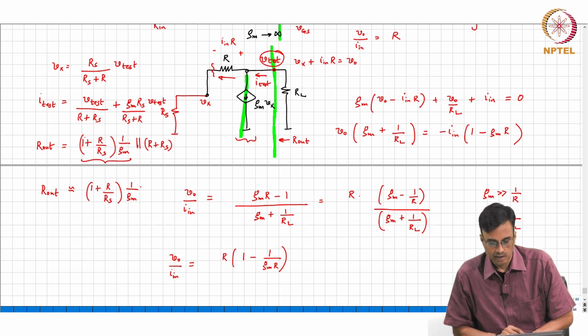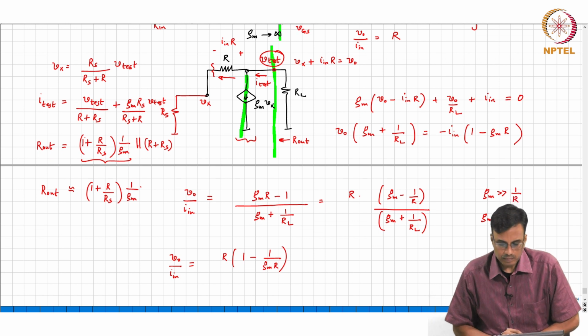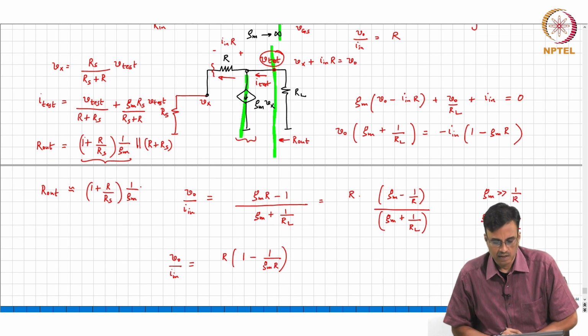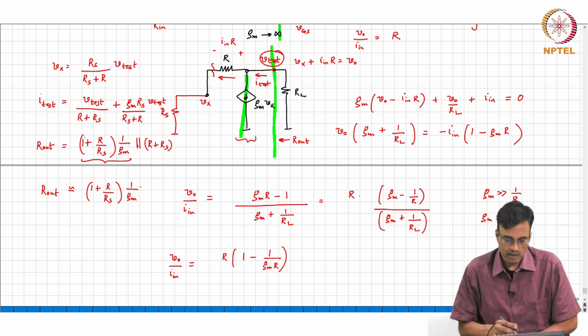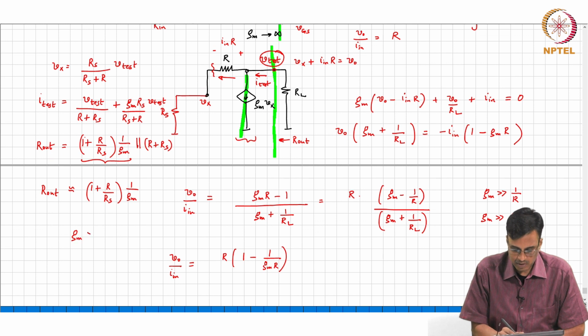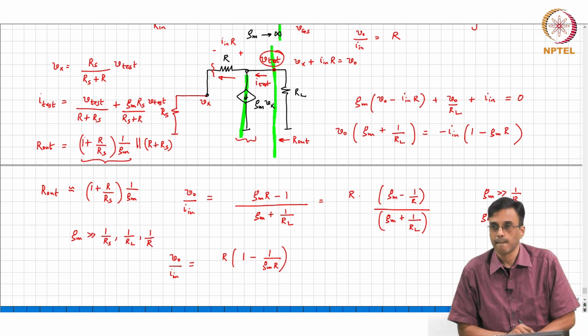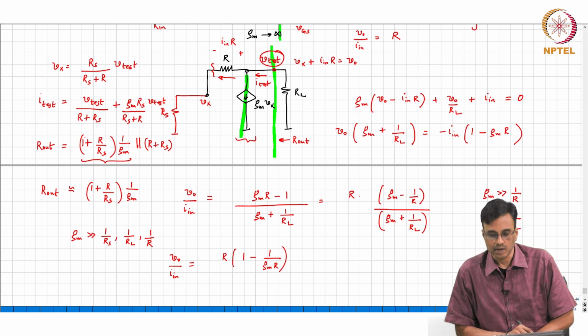And basically you can see therefore that Gm must be chosen to be much larger. So, the bottom line is that Gm must be much larger than 1 over Rs, 1 over RL and 1 over R, okay. Under those circumstances, the output gain will be minus I naught times R, irrespective of the properties of the transistor.